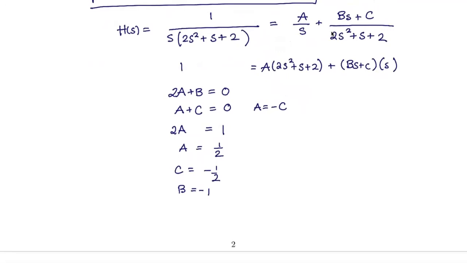This leads then to the following partial fraction decomposition of H of s. H of s is going to be 1/2 all over s plus negative s plus a half all over 2s squared plus s plus 2.